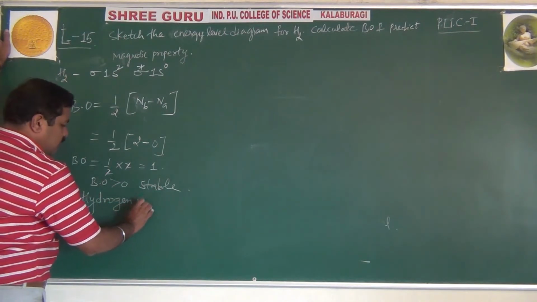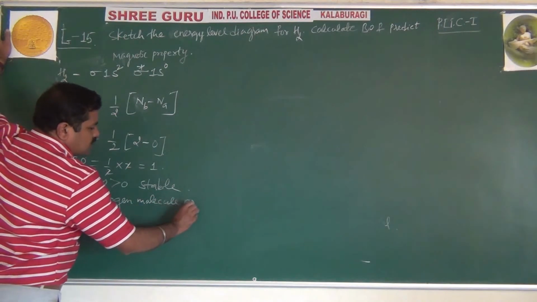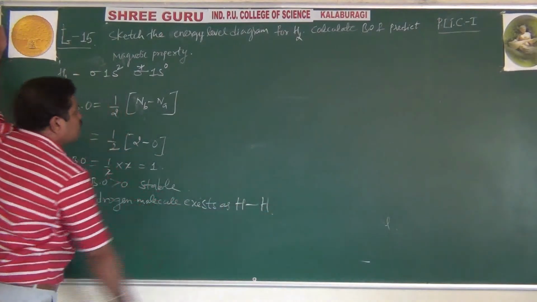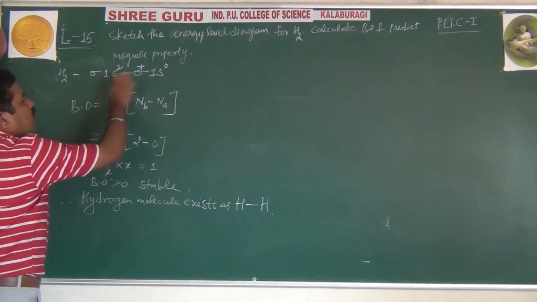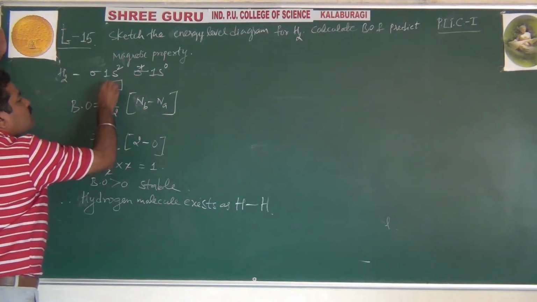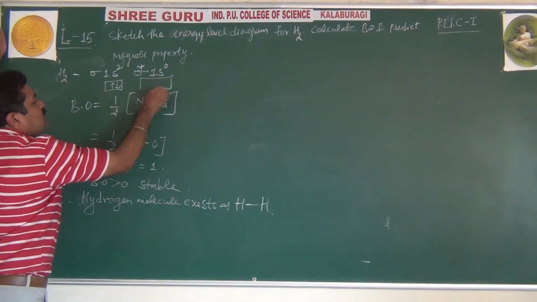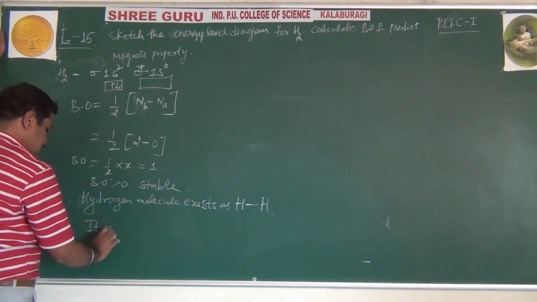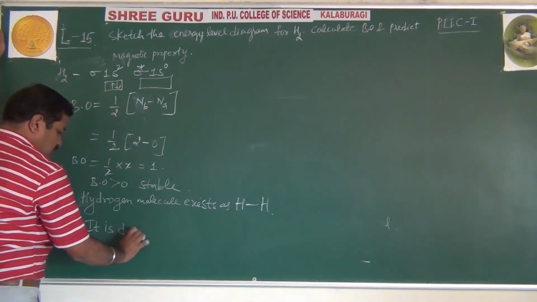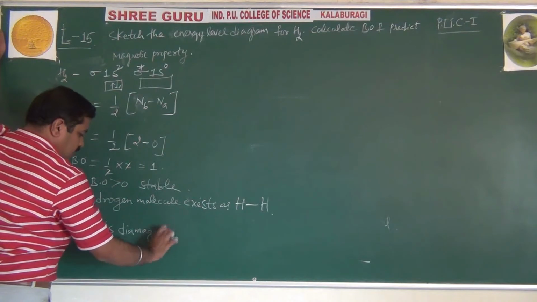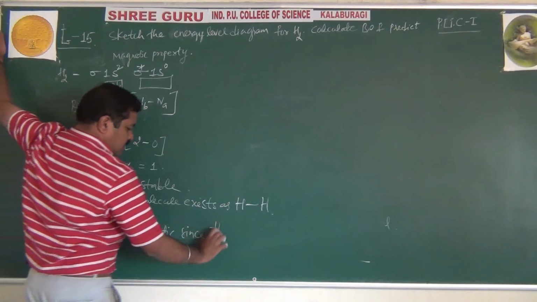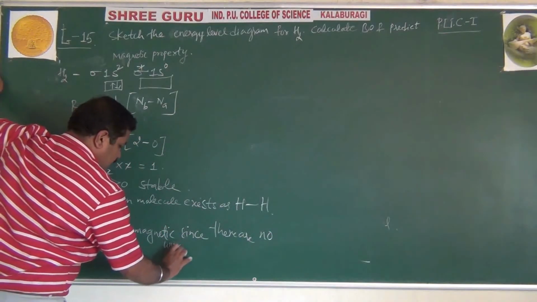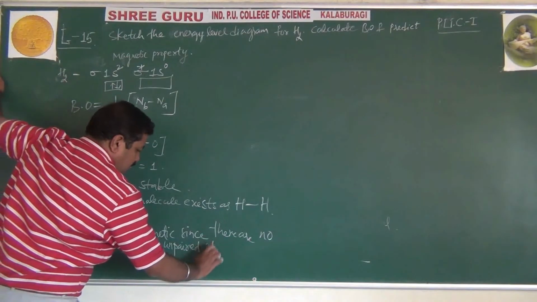Hydrogen molecule exists as H single bond H. Single bond. See, after writing the molecular configuration, this is what is here. Are you finding any unpaired electrons here? No. No unpaired electron, therefore it is diamagnetic. Diamagnetic, since there are no unpaired electrons.